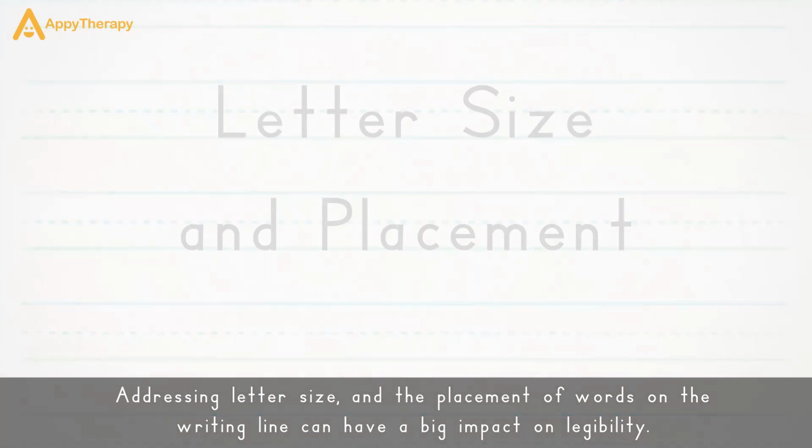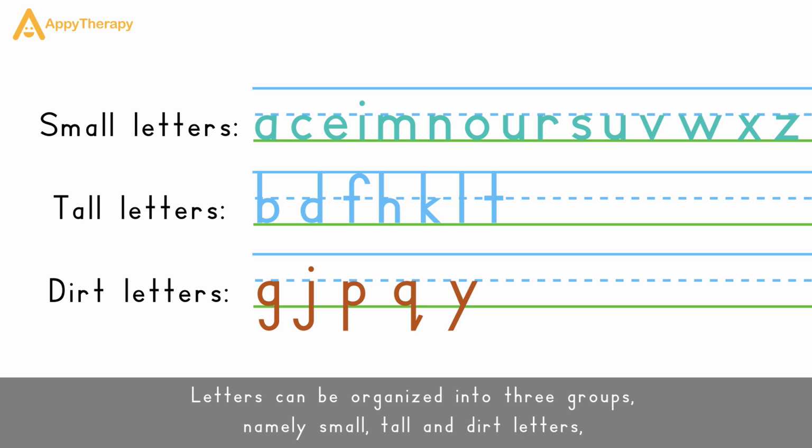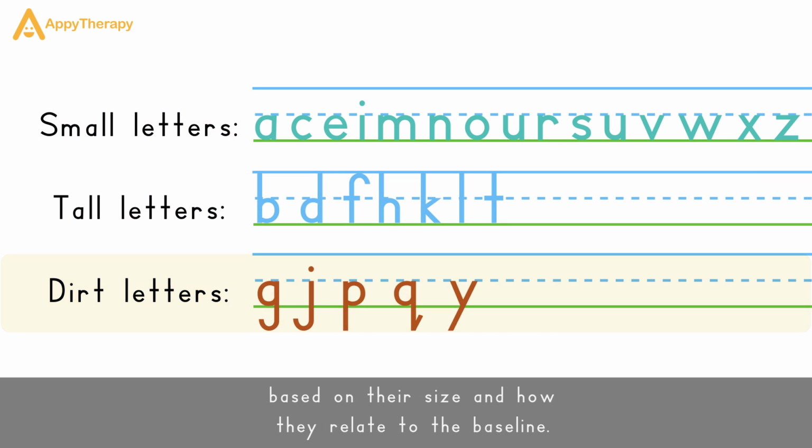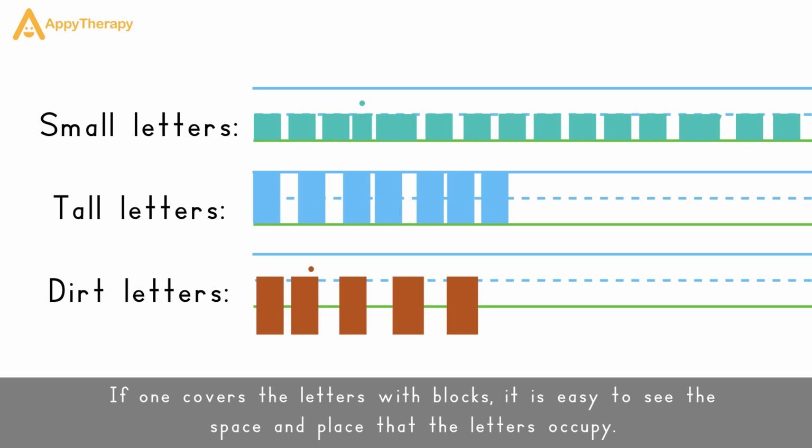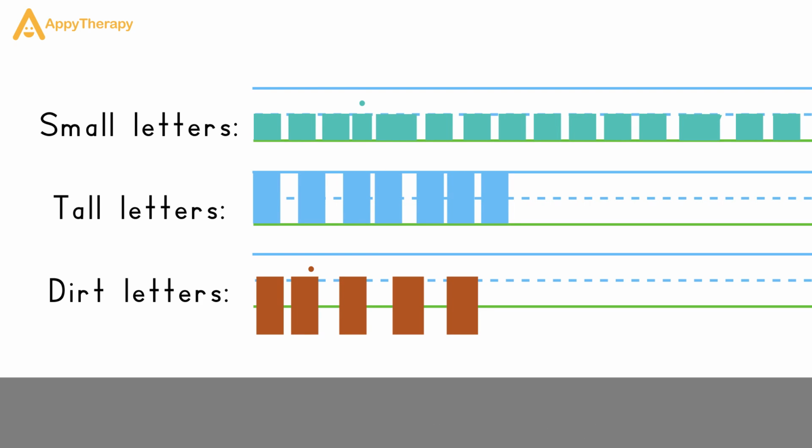Letters can be organized into 3 groups, namely small, tall, and dirt letters, based on their size and how they relate to the baseline. If one covers the letters with blocks, it is easy to see the space and place that the letters occupy.